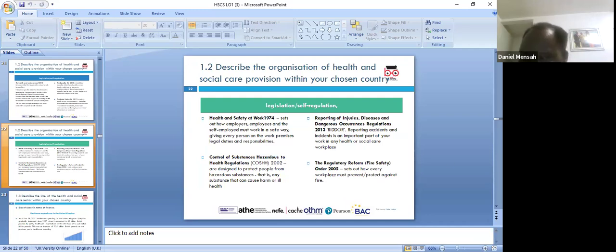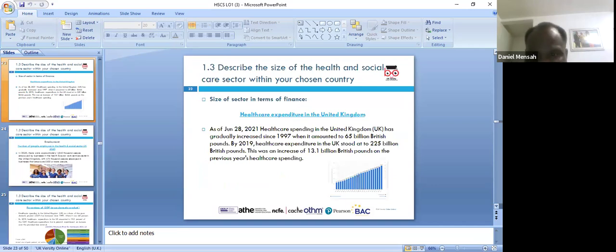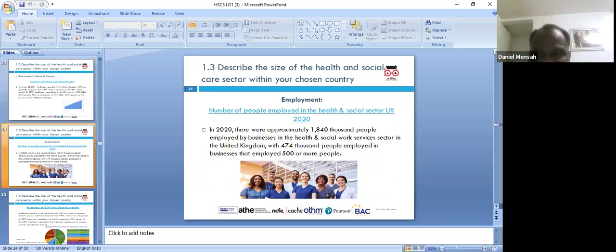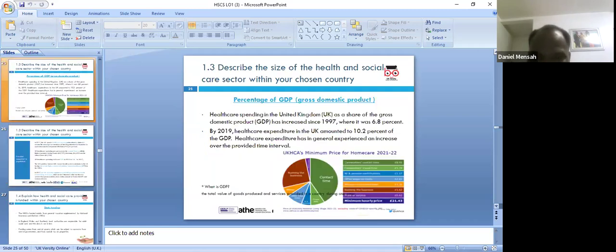Okay. Now, having said that, expenditure in the UK is not key here, but we have to realize that in 2020 there were about 1,840,000 people employed by businesses in the health and social care sectors in the United Kingdom, with about 474,000 people employed in businesses that employ 5 to 8. It tells you that there's always an increase in employment within the healthcare sector. Always. It hasn't declined.